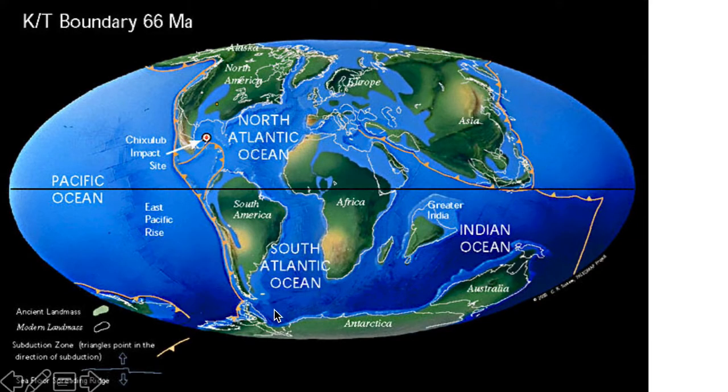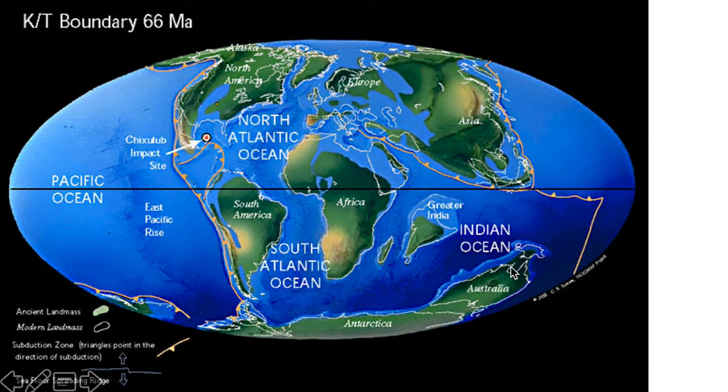So the world 66 million years ago was quite a bit different than what it is now. This is what the Earth looks like, and Antarctica wasn't snow-capped at the time. It would have had an environment more similar to the Midwest, probably a temperate forest area. And so that's why we find dinosaurs even in Antarctica.